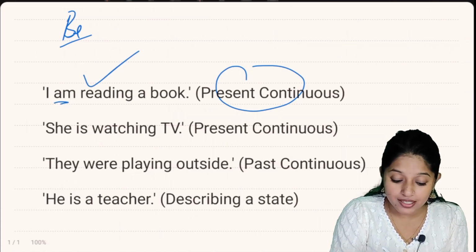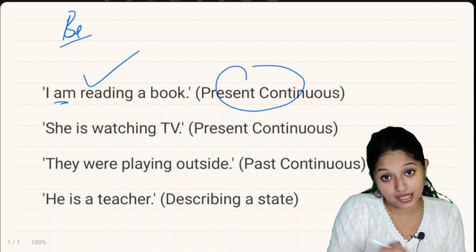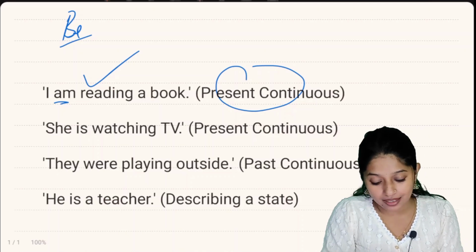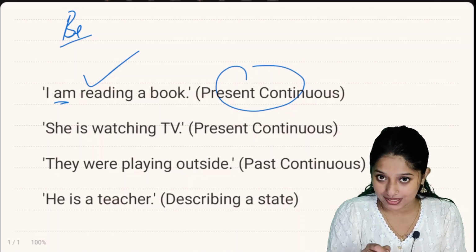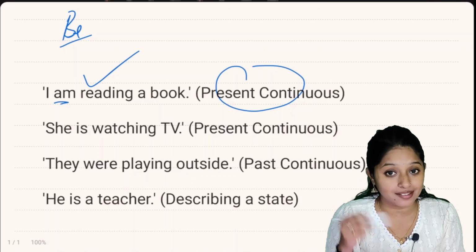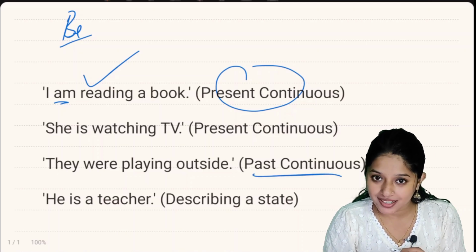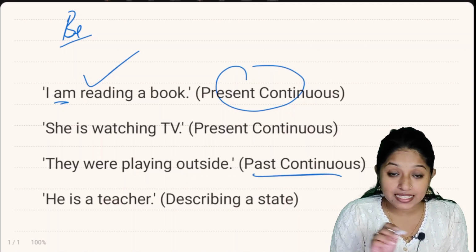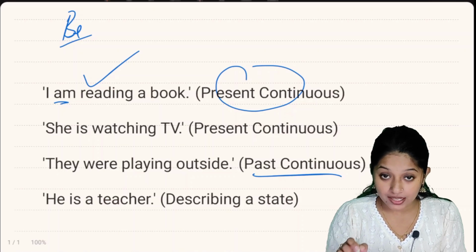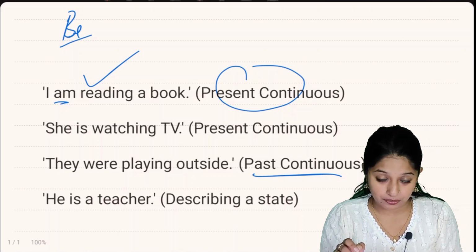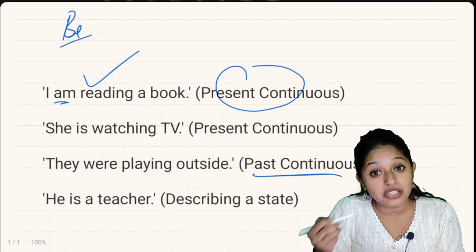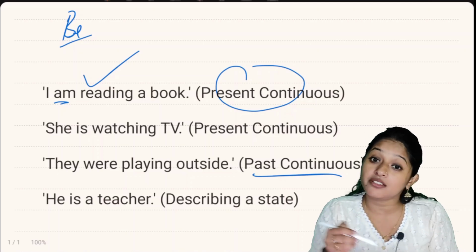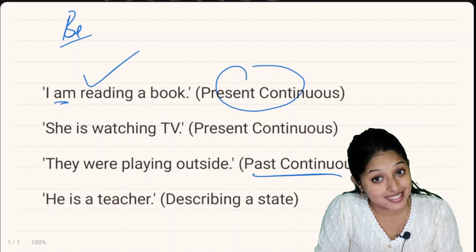Similarly, she is watching TV. She is watching TV, right? It is again present continuous. They were playing outside. They were playing outside. So, past continuous. And he is a teacher. So he is a teacher. What is it? Here is a state of being. It means he is a teacher, that is describing a state.